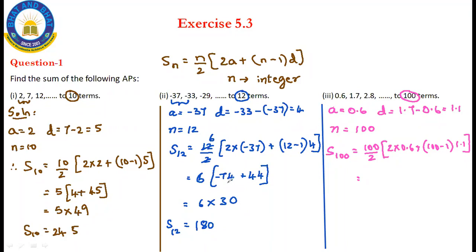Yes, students observe, as Nikita pointed out, minus 74 plus 44 is minus 30. So this should have been minus 180. That is correct.